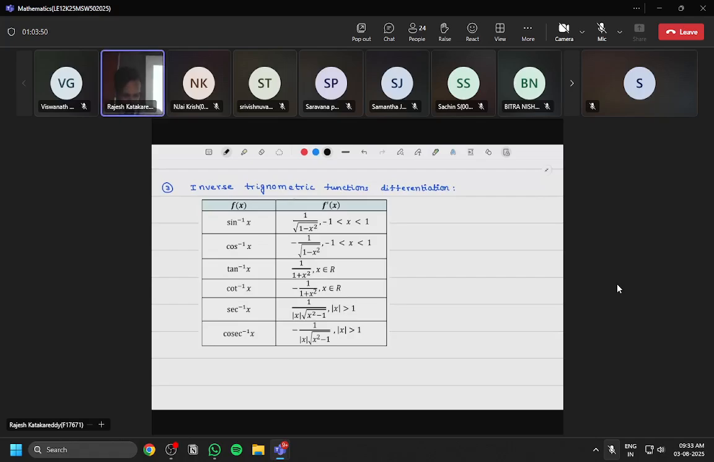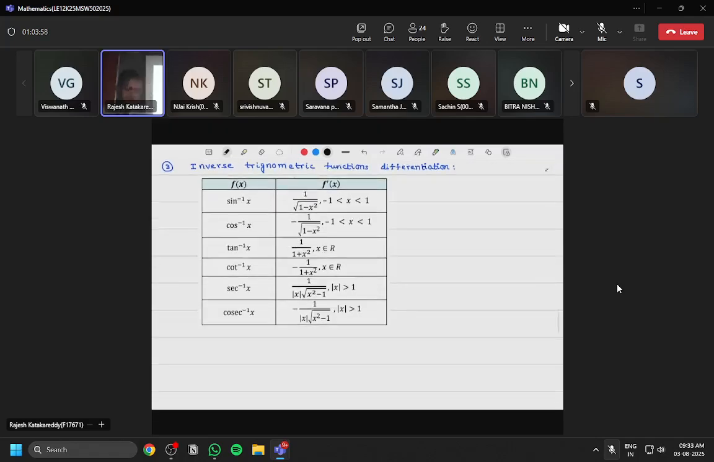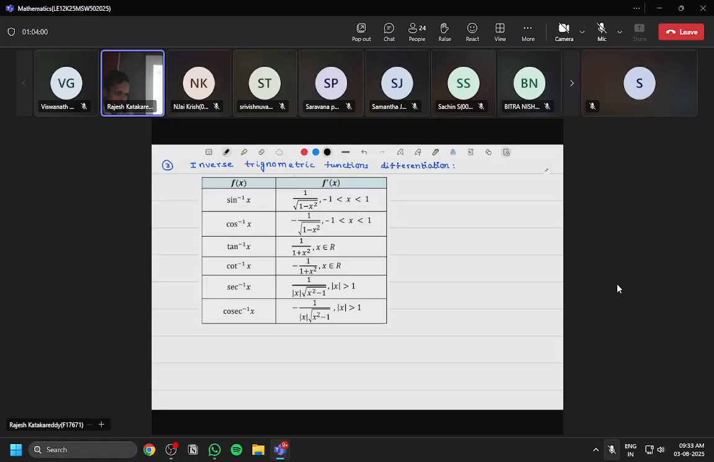So you guys copied this one. Done. This is the derivative of inverse trigonometric functions, all six of them. And here the interval also we have given where it is valid. You can see the actual domain of sine inverse x is closed bracket -1 to +1. But in the derivative, we don't have the -1 and +1, for some functions, not for all.